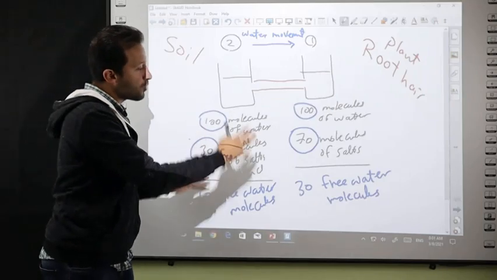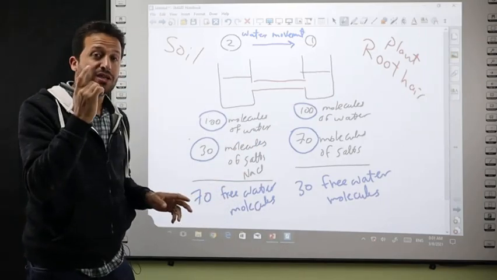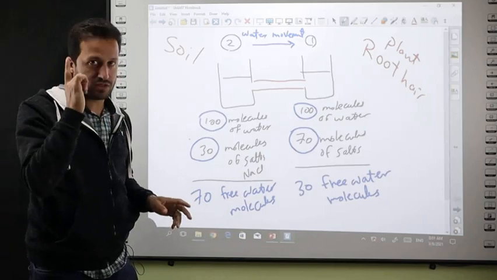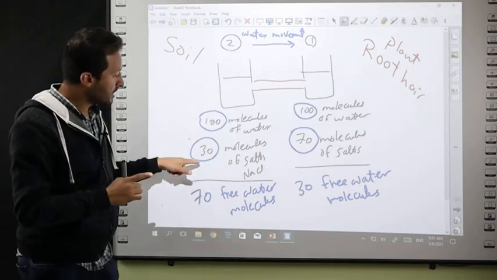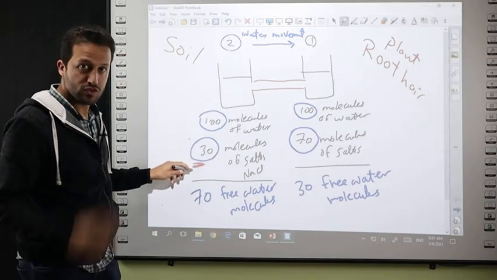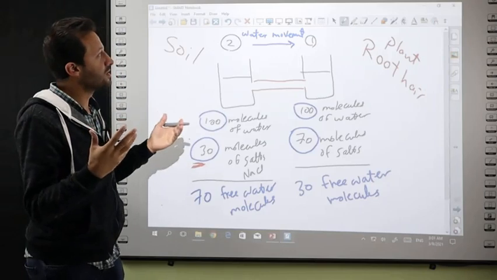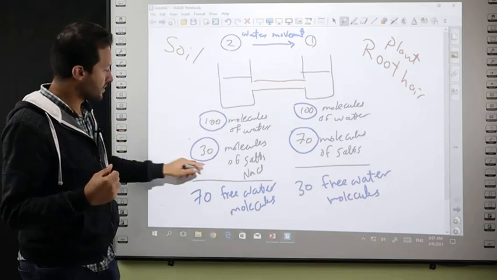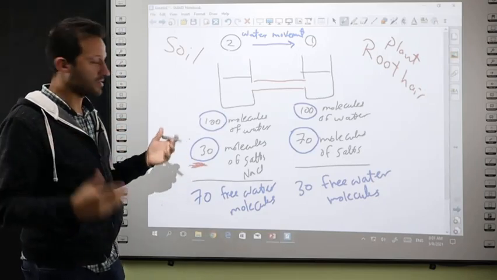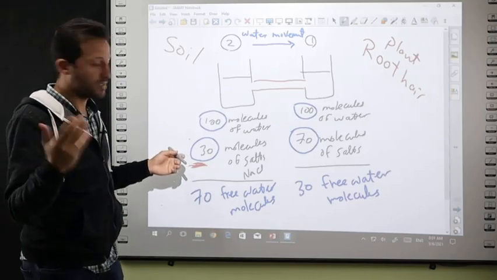And the difference in water concentration between soil and root hair is due to the difference in concentration of salts, because soil has a low concentration of salts. I know that this is hard to understand, but you can replay it to understand it.